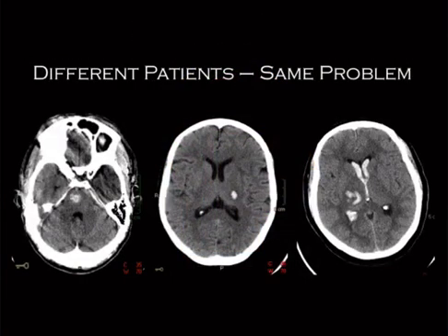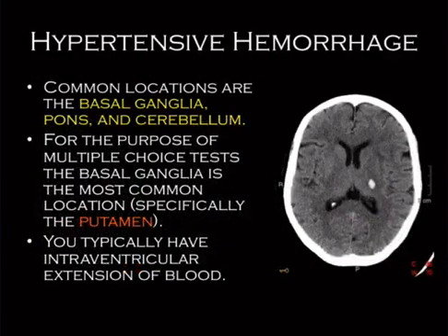So next case is 3 different patients, all with the same underlying cause. What I'm showing here is a bleed in the pons, a bleed in the putamen region, and a bleed in the thalamus with intraventricular extension. All 3 of these patients have hypertension. These are the classic locations. The other classic location that you could have with a hypertensive bleed is a big lobar hemorrhage.